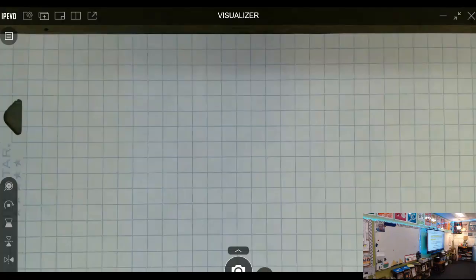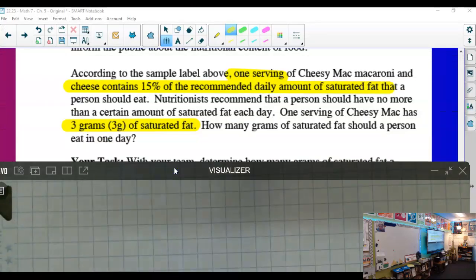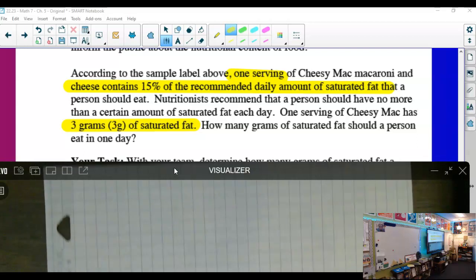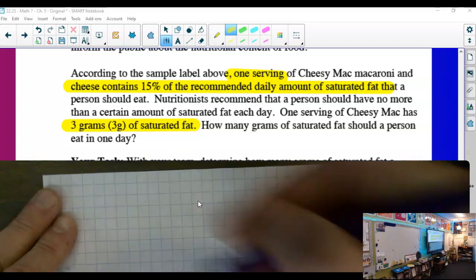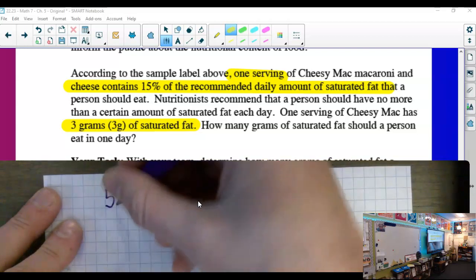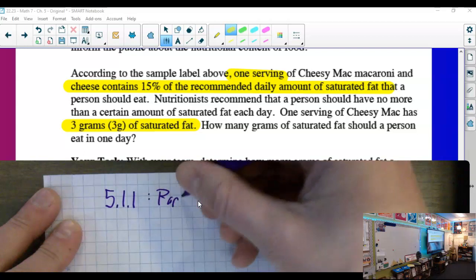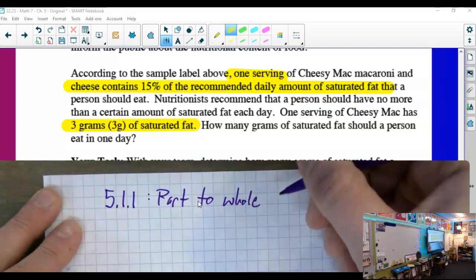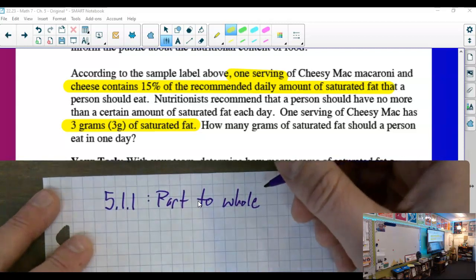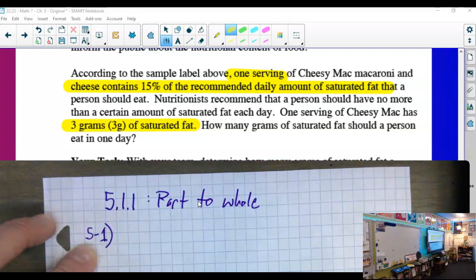So guys, a really good idea might be on your graph paper to give a little label that this is 511. And if you want to be technical with your label, we're talking about part to whole relationships. And what we just got told for question 5-1, because guys, this is going to give us a bunch of different information today.